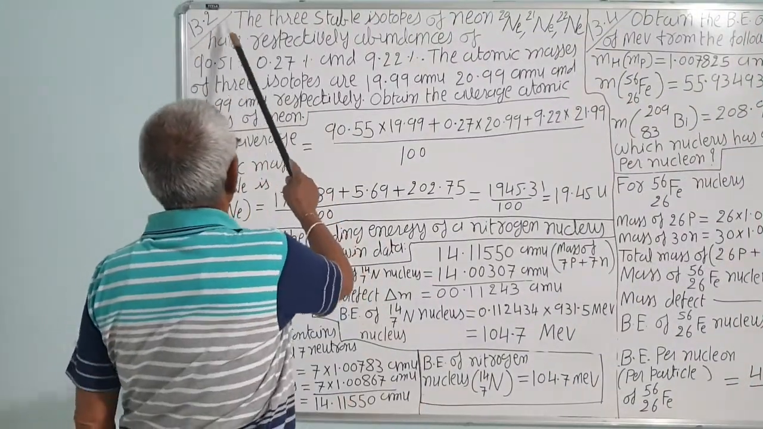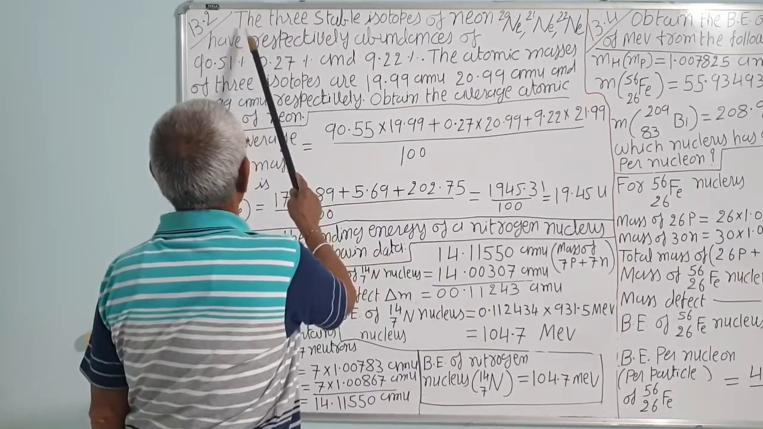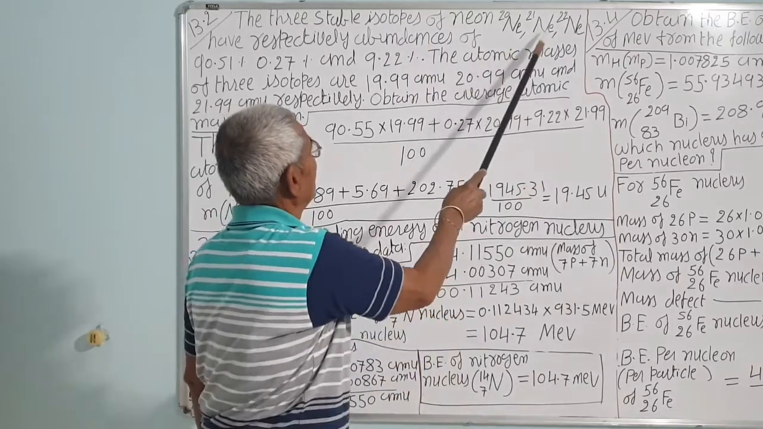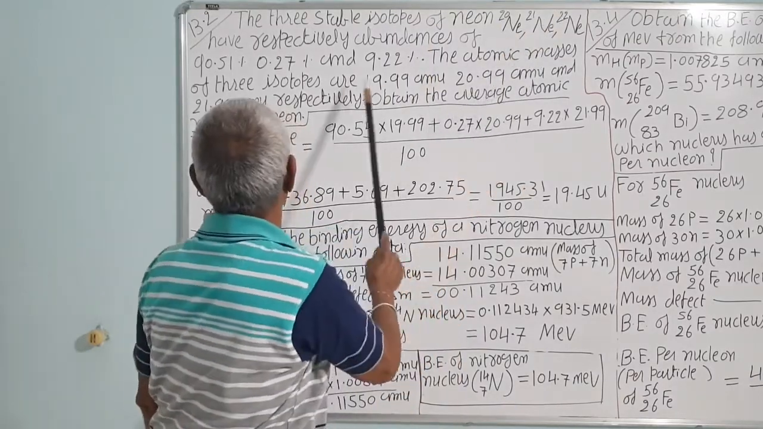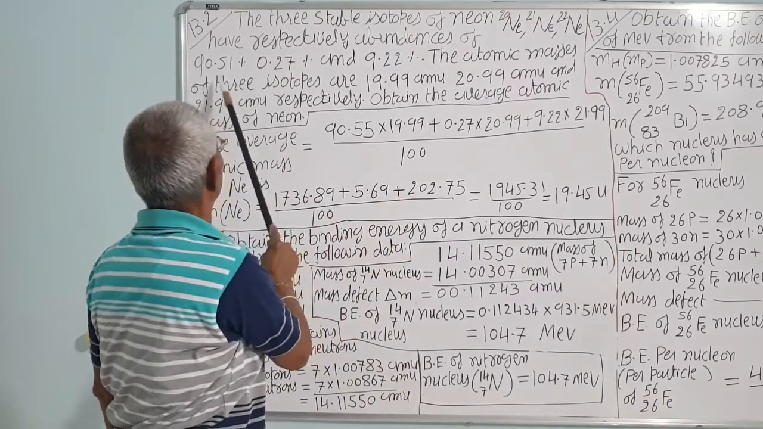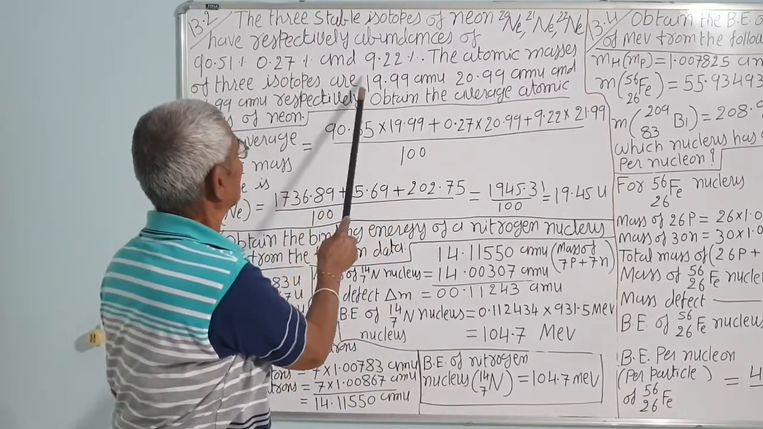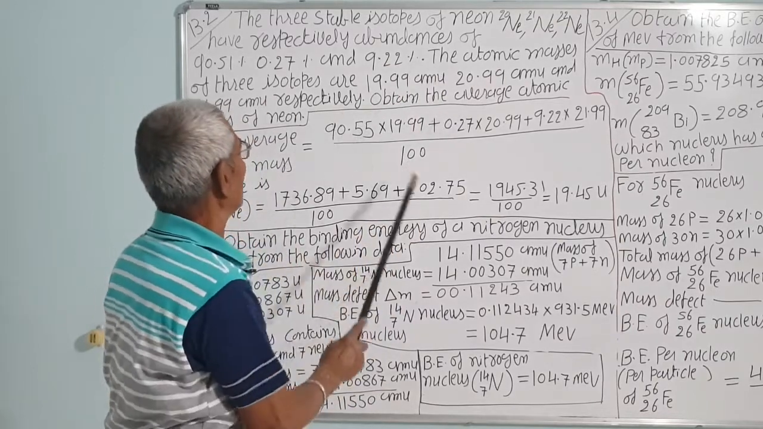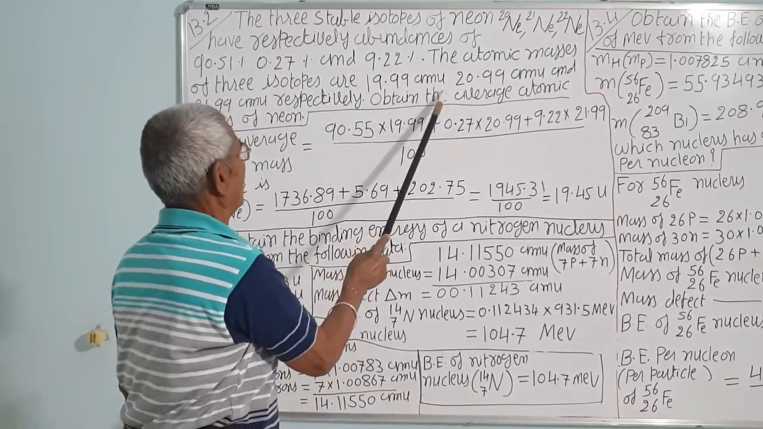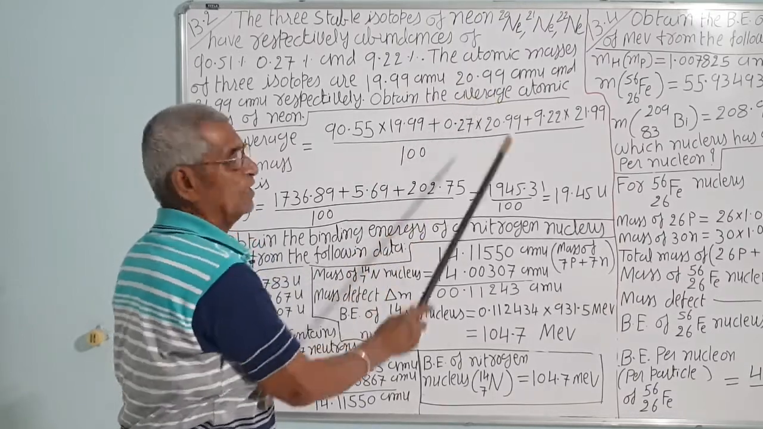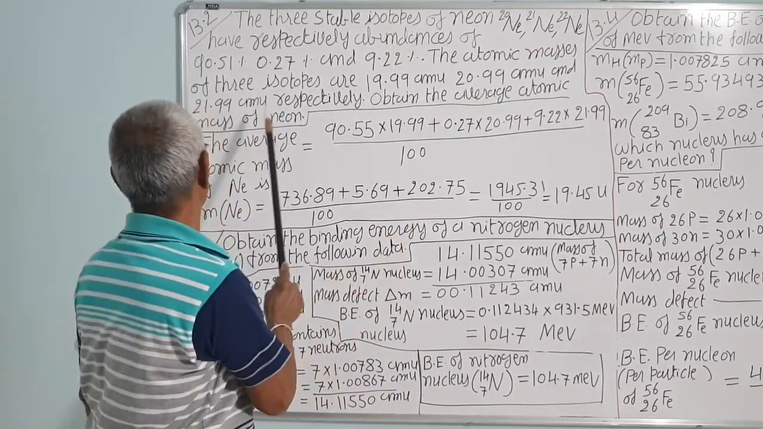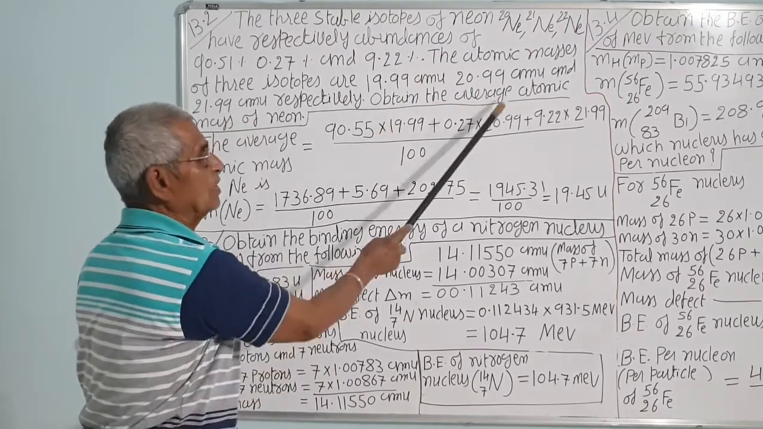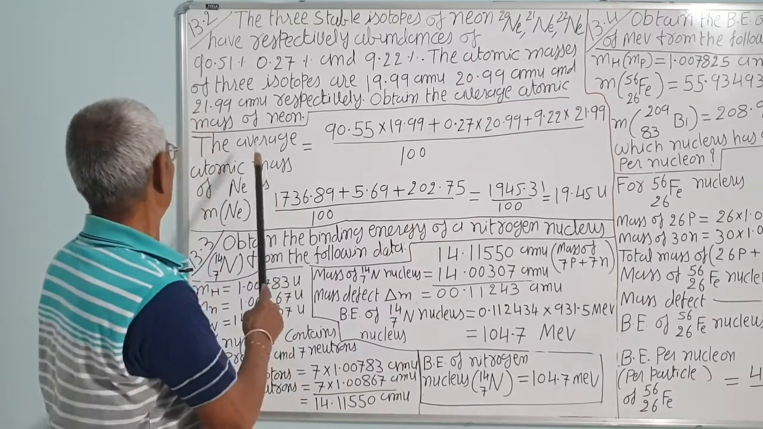Example 13.2 of the exercise, the second example of the exercise. The three stable isotopes of neon, neon 20, neon 21, and neon 22, have respectively abundances of 90.5%, 0.27% and 9.22%. The atomic masses of the three isotopes are 19.99 AMU, 20.99 AMU (atomic mass unit, or u, you can also write), and 21.99 atomic mass unit respectively. Obtain the average atomic mass of neon.